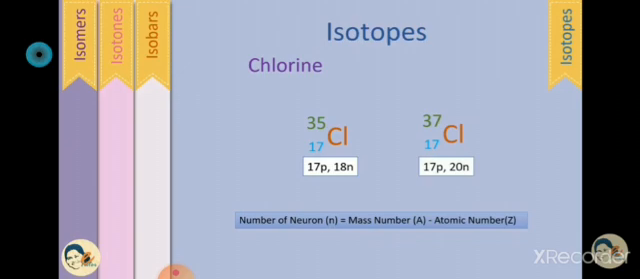For the other element, the atomic number is 17 and the mass number is 37. We substitute that value in the formula, 37 minus 17, and we get the answer 20. That is the number of neutrons. So we get the number of protons and the number of neutrons. The addition of these two gives the mass number. Understood?